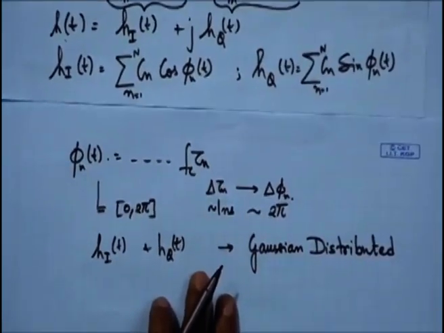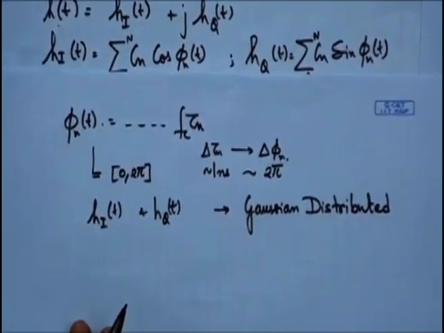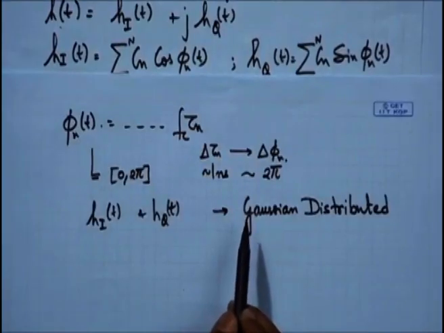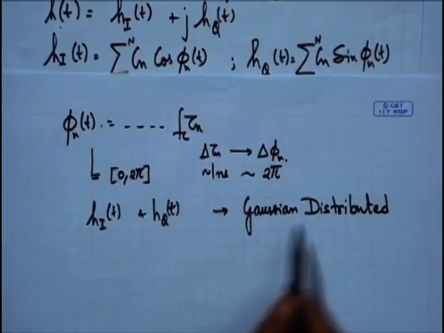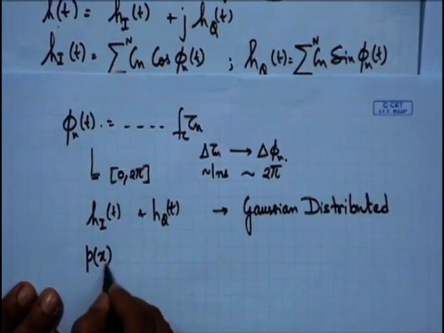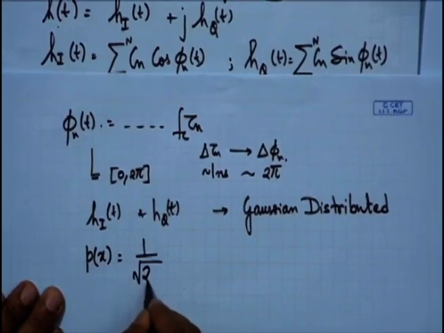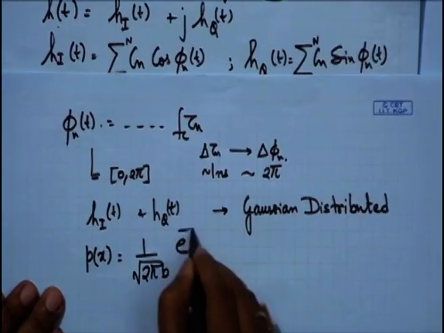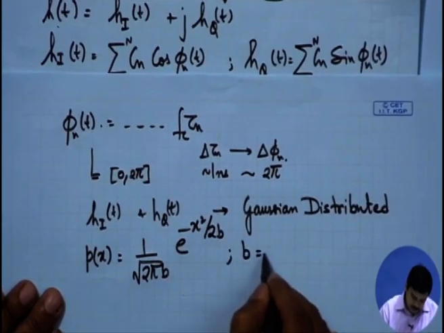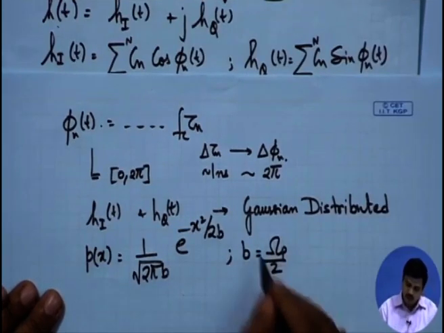So, even if we make the very simplistic assumption of Cn to be 1, we would still end up in a situation where h I and h q, using the central limit theorem, could be Gaussian distributed, and we could write down the probability density function of h I or h q as 1 by root 2 pi b e to the power of minus x squared by 2 b, where b is equal to omega p by 2, where omega p is the total received signal power.